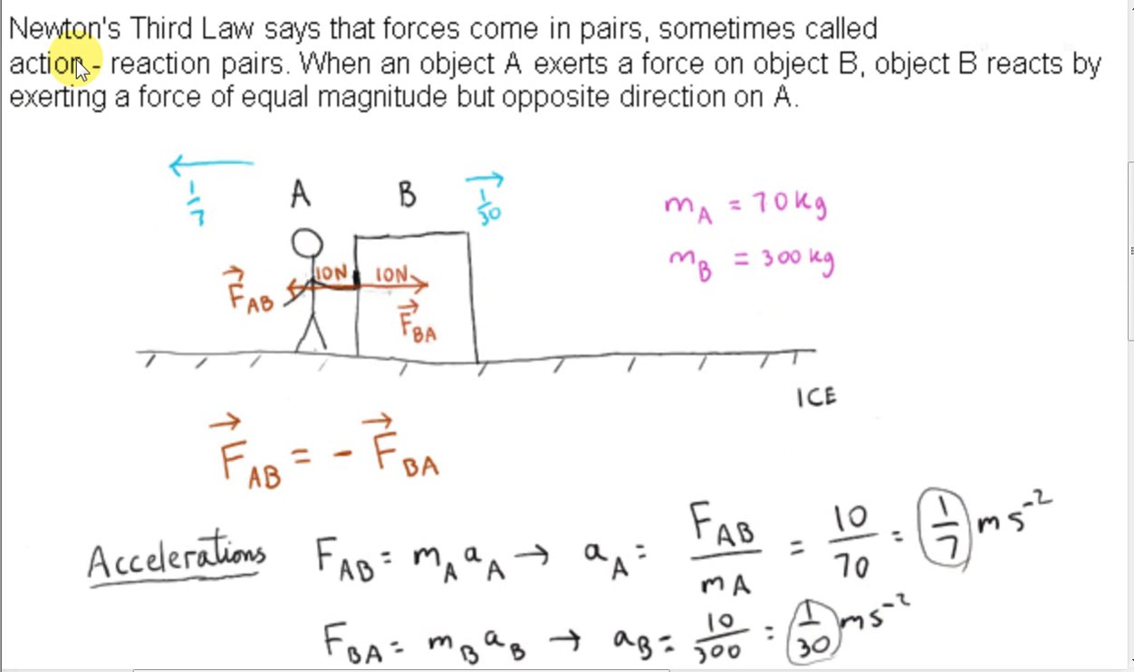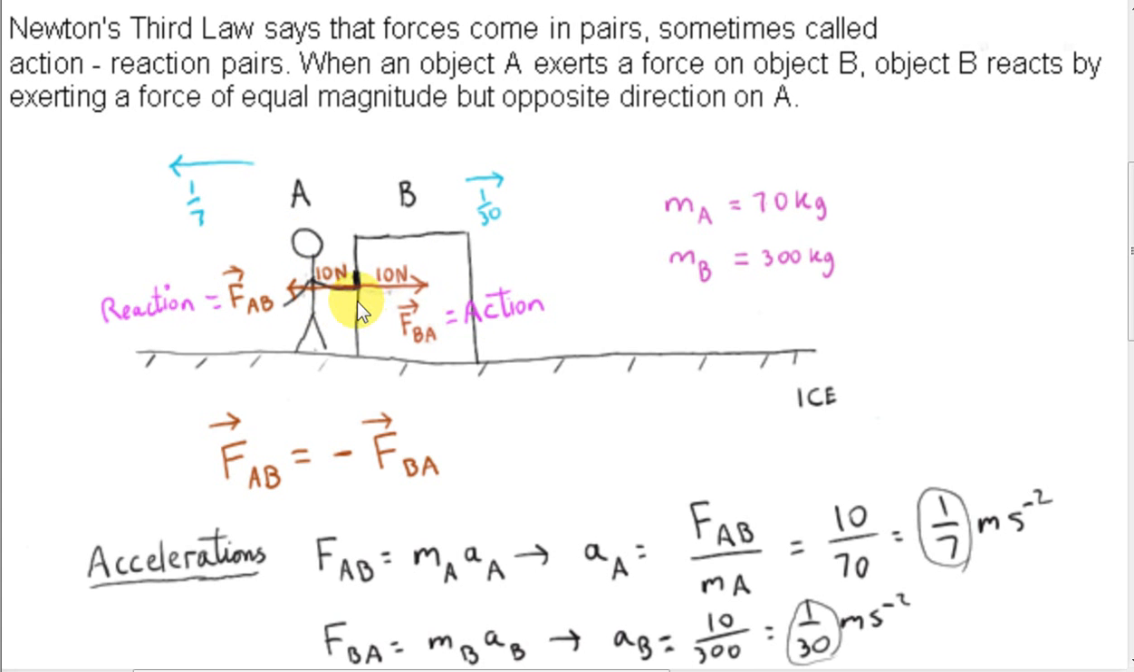Finally, I just might mention something about the terms action-reaction. We could say that in this pair of forces, the action is FBA, the force exerted on B by A. After all, B is not the agent in this situation. A exerts the force on B, so we could refer to this as the action. And by Newton's third law, B exerts an equal but opposite force on A, so this would be our reaction.